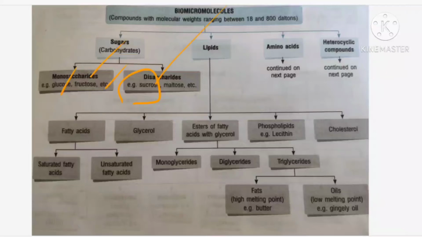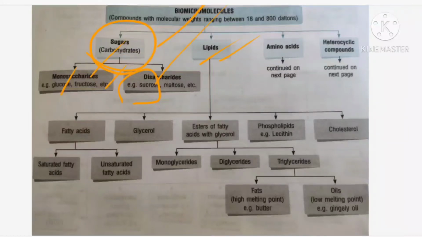So this monosaccharide is the very simplest form, then it is the disaccharide, a bit more complex form, okay. So these are the 2 types of sugar which come under biomicromolecules. Next we are moving on to lipids. What is the next biomicromolecule that we are going to discuss? It is lipids. Now when you are looking into lipids, they are divided into 5 main categories.